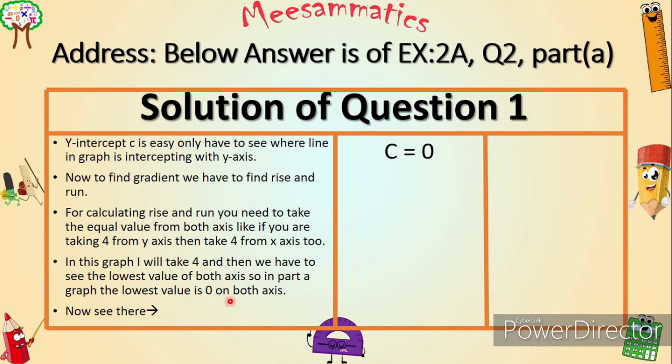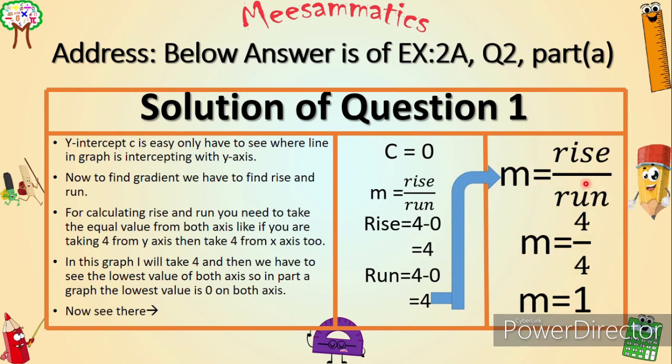Now see here, m is equal to rise upon run. This is the formula of gradient. For rise I have taken 4 minus 0, the lowest value, and rise came 4. For run, 4 is the highest, the same value as rise, so 4 minus 0, and run also came 4. Now m is equal to rise upon run, the formula of gradient again. Rise is 4, so we put 4 here, and run is 4, so we put 4 here, and 4 divided by 4, the answer came 1.